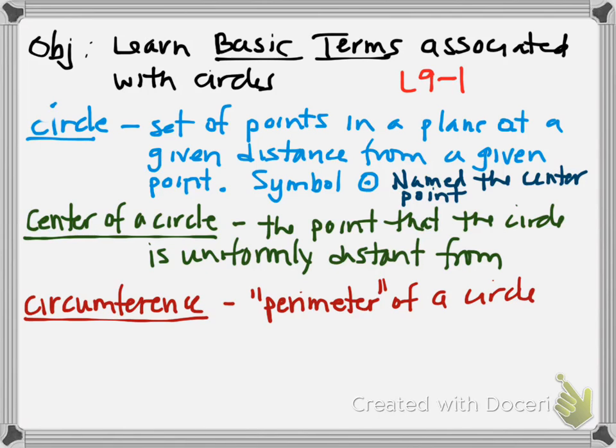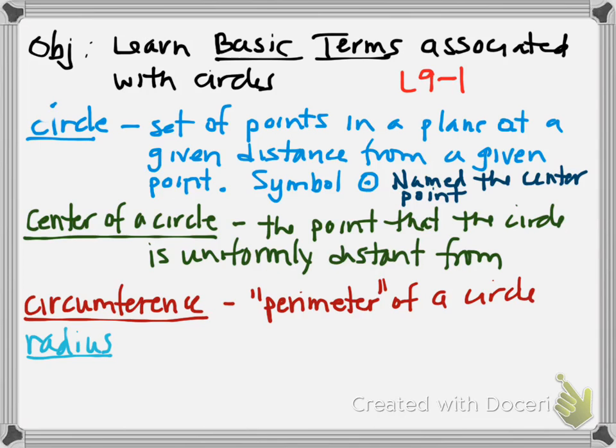So back to the definition of a circle, the set of points in a plane at a given distance. So it's the set of points, or the circumference, okay? Now, what is that distance from the given point? We know now the given point is the center. So what do we call that distance from the center to the circumference? That's called your radius. So radius.